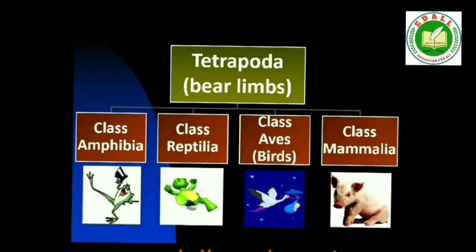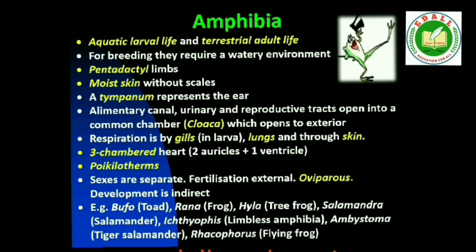Fourth is class Amphibia. As the name indicates, from the Greek word amphi meaning dual, bios, life, amphibians can live in aquatic as well as terrestrial habitats. Most of them have 2 pairs of limbs. Body is divisible into head and trunk. Tail may be present in some. The amphibian skin is moist, without scales. The eyes have eyelids. Tympanum represents the ear.